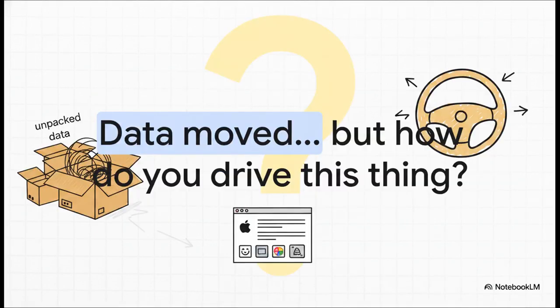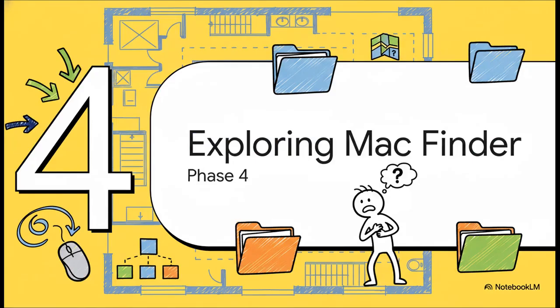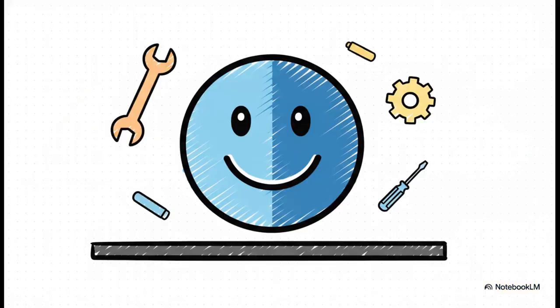Okay, so your data is officially moved, you've unpacked all the boxes, but here is the really big question. How do you actually drive this thing? It's time to pivot from the physical move and finally learn how to navigate the Mac OS interface. Let's start figuring that out in Phase 4, exploring the Mac Finder. This is where we learn the floor plan of your new house.